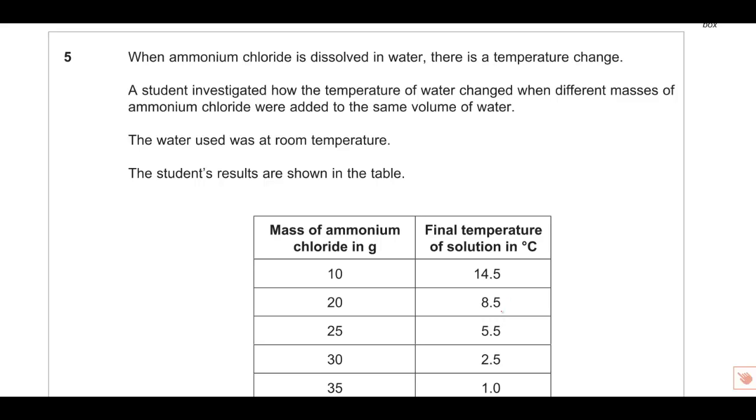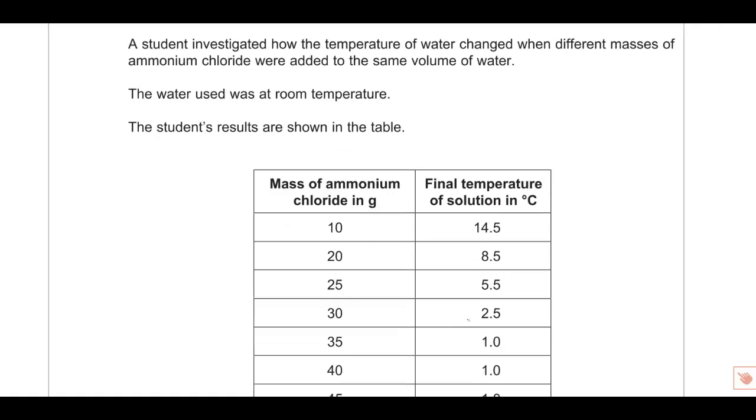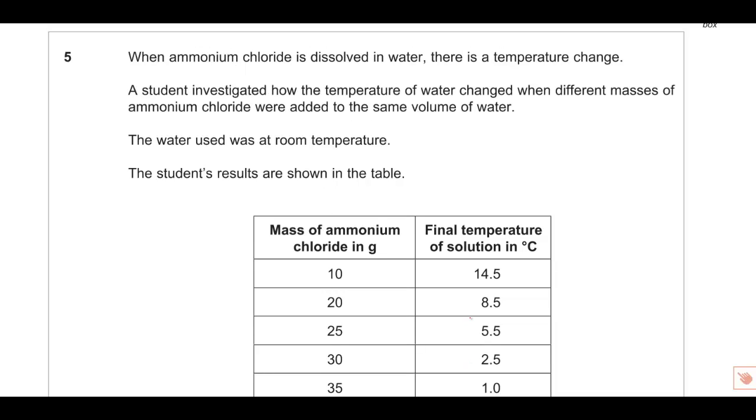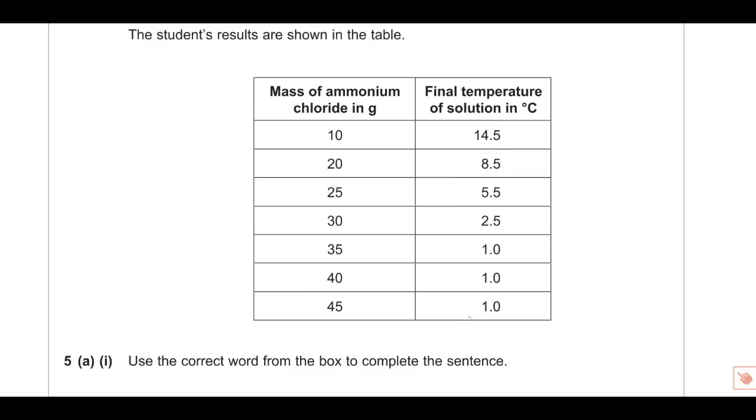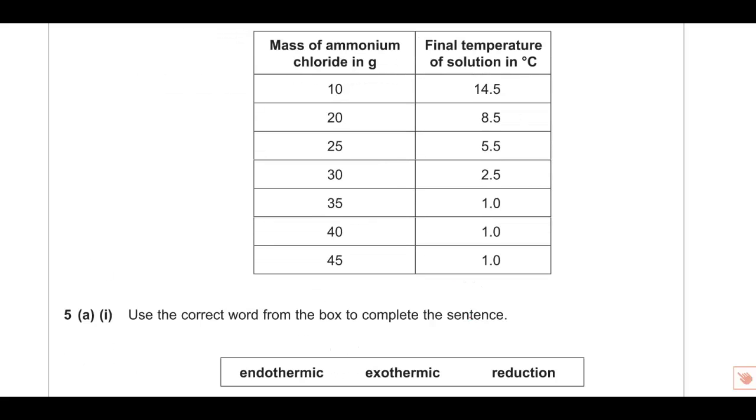Question 5. So we're getting through. We've not got that long until the end of the paper. So when ammonium chloride is dissolved in water, there is a temperature change. So we're adding different masses of ammonium chloride, and we're looking at the final temperature of the solution when it started at room temperature.